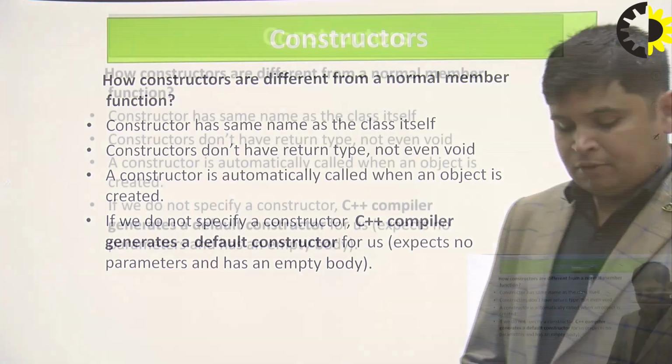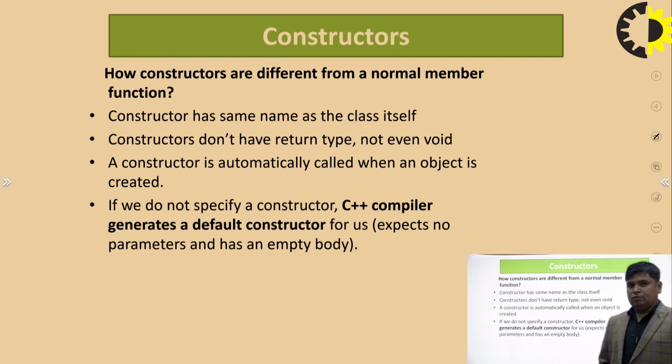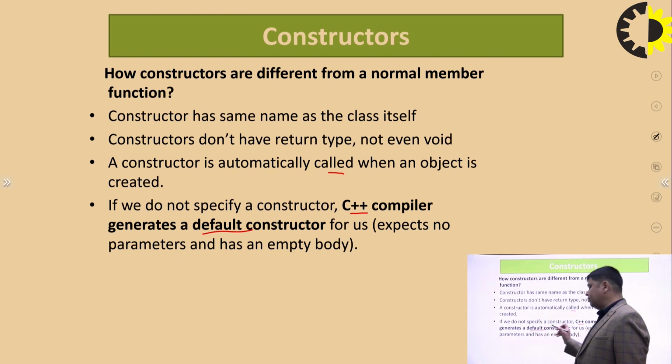Now, if we are talking about constructors, a constructor is used for initialization purposes, and it has the same name as the class name. First, a constructor does not have any return type, not even void. It is a special kind of method which is executed automatically. A constructor is automatically called when an object of a class is created. And last, if we do not specify a constructor, the C++ compiler generates a default constructor for the program, meaning a constructor having no parameters.